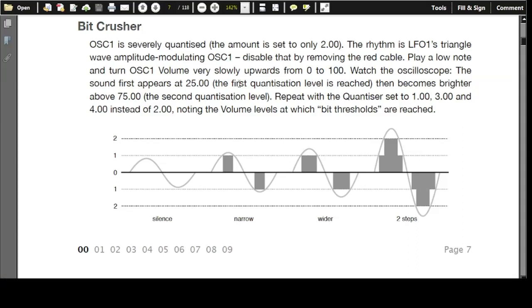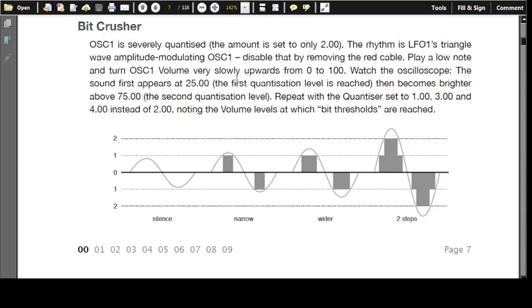It says here, bit crusher. Oscillator 1 is severely quantized. The amount is set to only 2. LFO1's triangle wave is amplitude modulating oscillator 1. Disable that by removing the red cable. Play a low note and turn oscillator 1 volume very slowly upwards from 0 to 100.